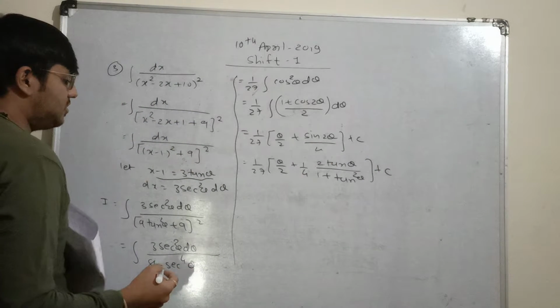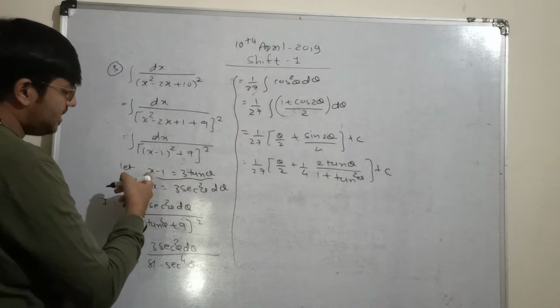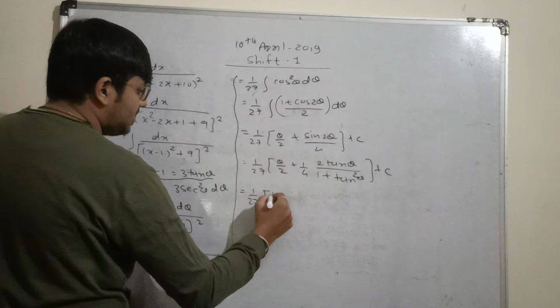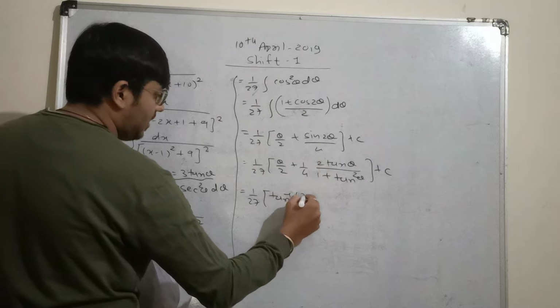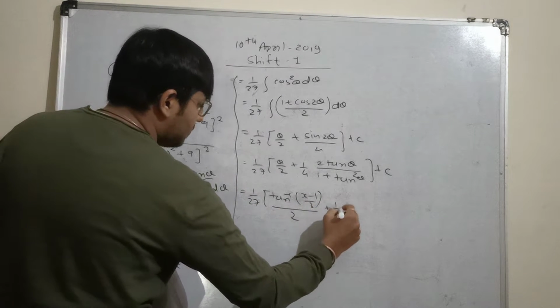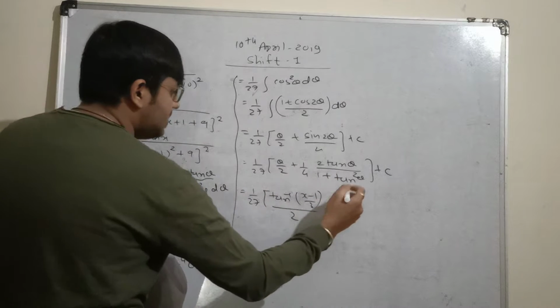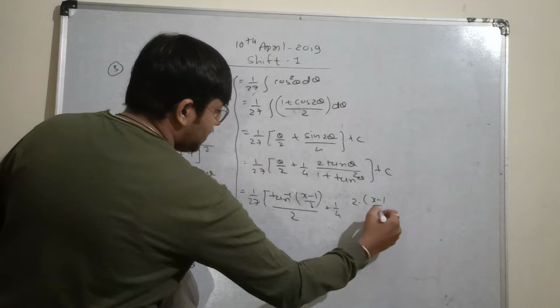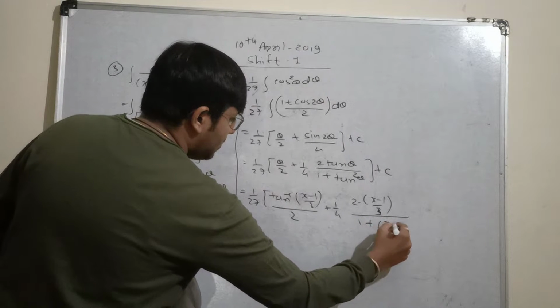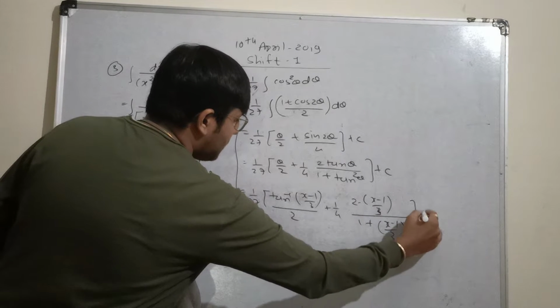And now let's put the values of tan theta. So tan theta has answer (x minus 1) by 3. So it will be 1 by 27, it's tan inverse (x minus 1 by 3) whole divided by 2 plus 1 by 4 into 2 tan theta, that is 2 into (x minus 1 by 3) whole divided by 1 plus (x minus 1 by 3) whole square plus c.